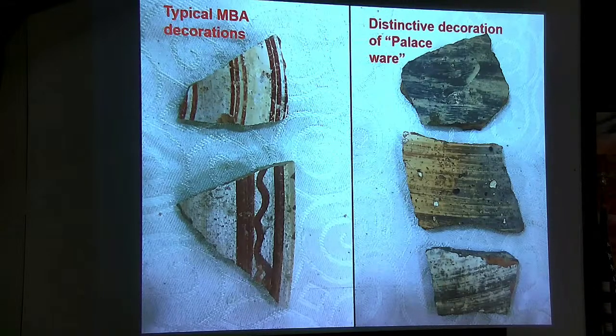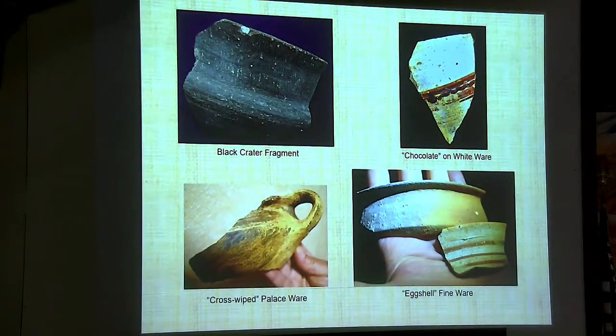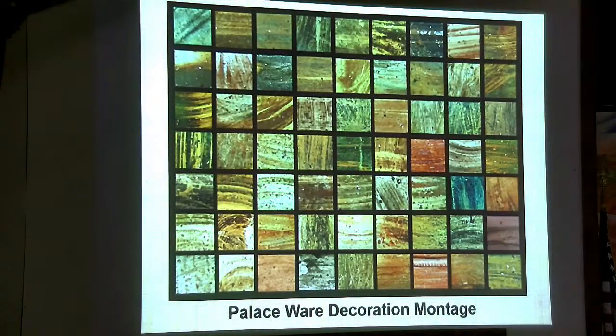Just absolutely amazing. Here's some more examples of Middle Bronze Age pottery that we find all over the site, except for that special finish. That special finish is only in the palace. Here's a montage of that special finish as it appears on different pottery. Lots of different colors. We call this multi-slip, cross-wiped palaceware because we only find it in the palace. Very unique, only exists there, but it's all over the palace in broken pieces. So, it's got the right stuff.